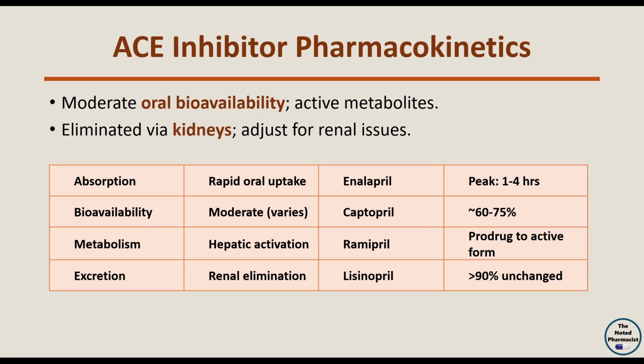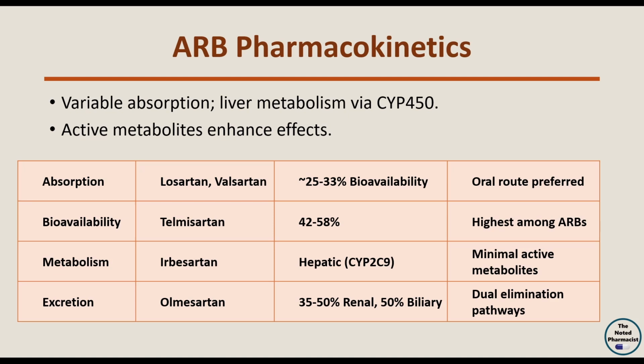ARBs, such as losartan, have variable oral bioavailability and are extensively metabolized in the liver via the cytochrome P450 system. The active metabolites contribute significantly to their antihypertensive effects. The table presented here is just to summarize the pharmacokinetic profile of ARBs in clinical use. It highlights absorption metrics, bioavailability differences, metabolic pathways, and excretion details.